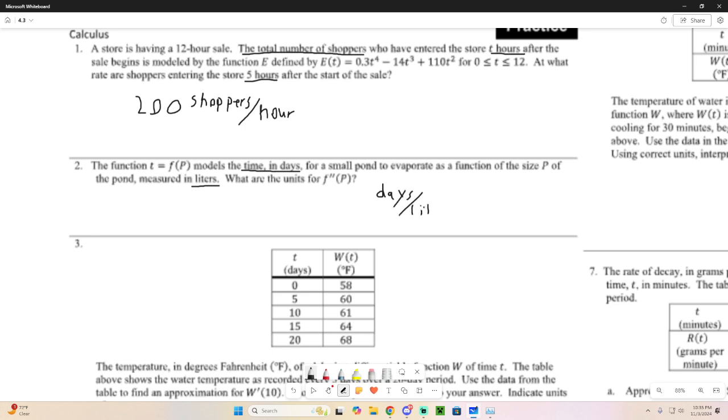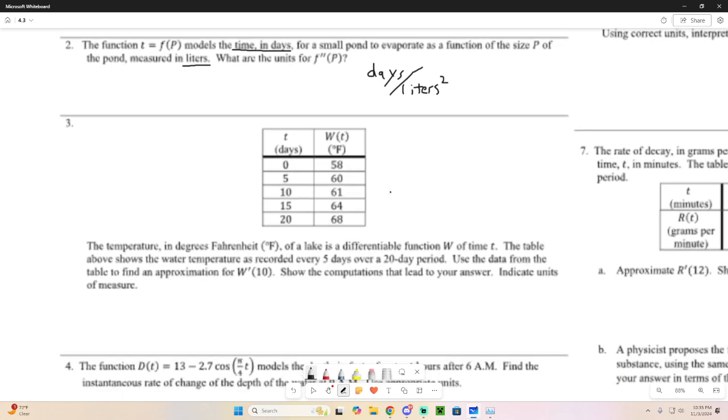And it's asking for f double prime of p. So this is the unit for f prime of p. For f double prime of p, we're going to take the rate of this, which is just days per liter, or days per liter squared. So I hope that made sense.